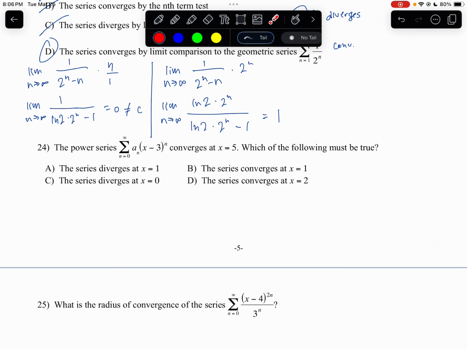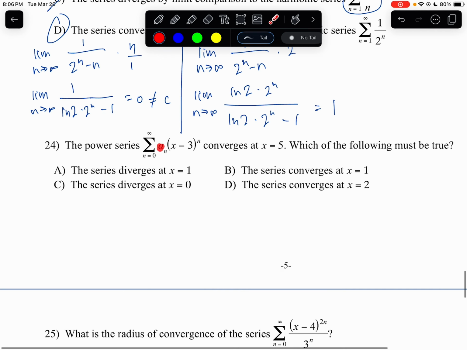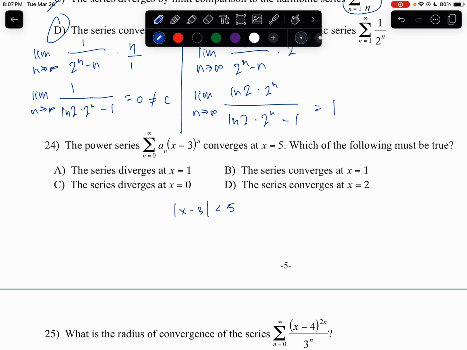The power series given here, with a sub n, which we don't know, converges at x equals 5. Which of the following must be true? So this converges at x equals 5. The center is at 3. So if I set it up kind of like this right here, what I don't know is if this is an endpoint right here. I don't know if that's an endpoint. I do know that it converges at x equals 5, but what's hard is that it could extend further. It could extend to something like 6.